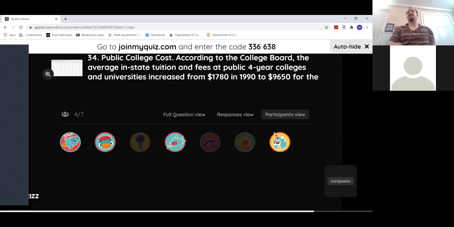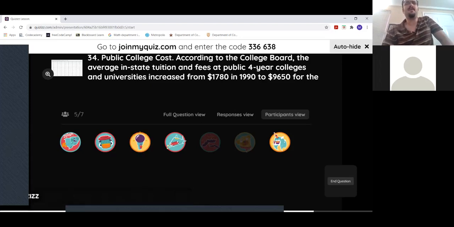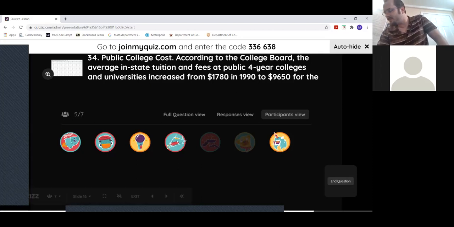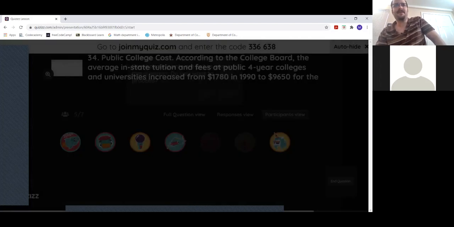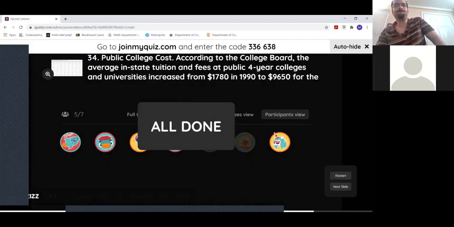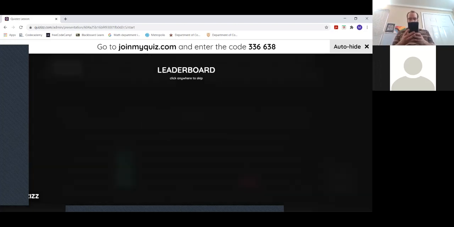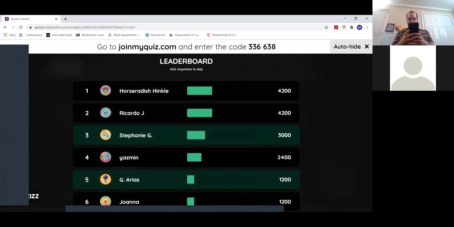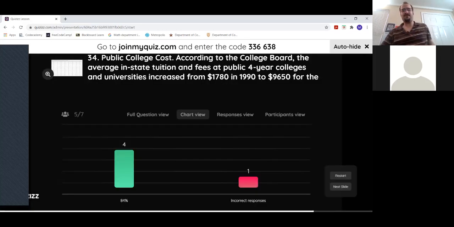Okay, we did this one already. This one should be 84%. So in 33, we were comparing college went up 291% versus 84%. What was the other one? I forgot what 34 was, the first part. 9650 minus 1780. So we are comparing 442% to 84%.